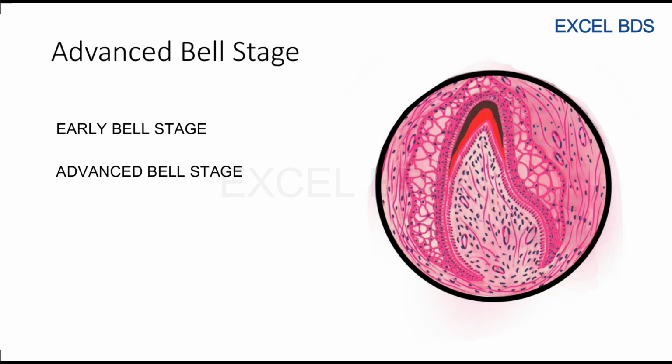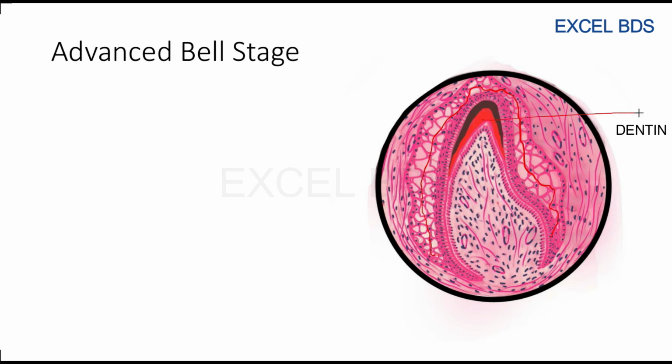The stellate reticulum was increasing, no? Now it is collapsing because of the formation. These structures that you see here, the red and black structures, are the dentin and the enamel that are forming. Because of that, the stellate reticulum keeps collapsing, right? So what all happens in the advanced Bell stage, I'll tell you first.